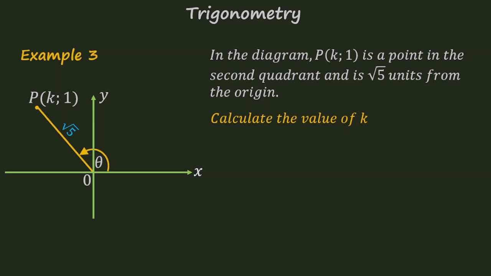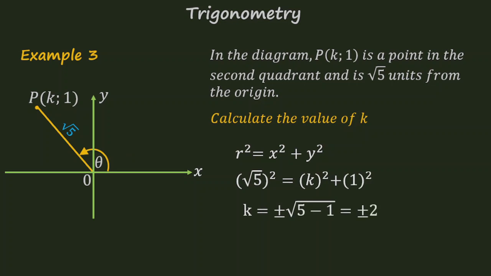We can use the theorem of Pythagoras to find the missing value of k. If you look at the information that we've been given, we've been given the value of r, and we've been given the value of y, so the only missing value here is the value of x. So we can use the theorem of Pythagoras to calculate the value of k. Now we can simplify that to have k equals plus or minus 2.